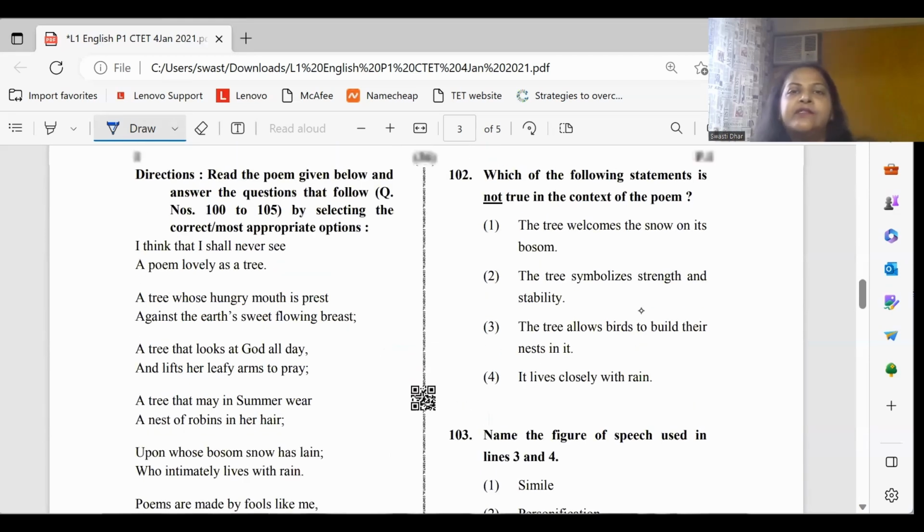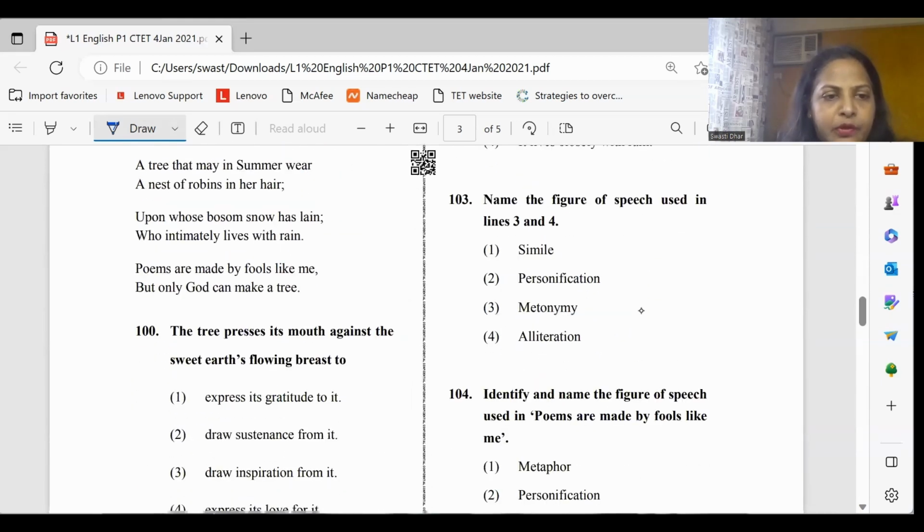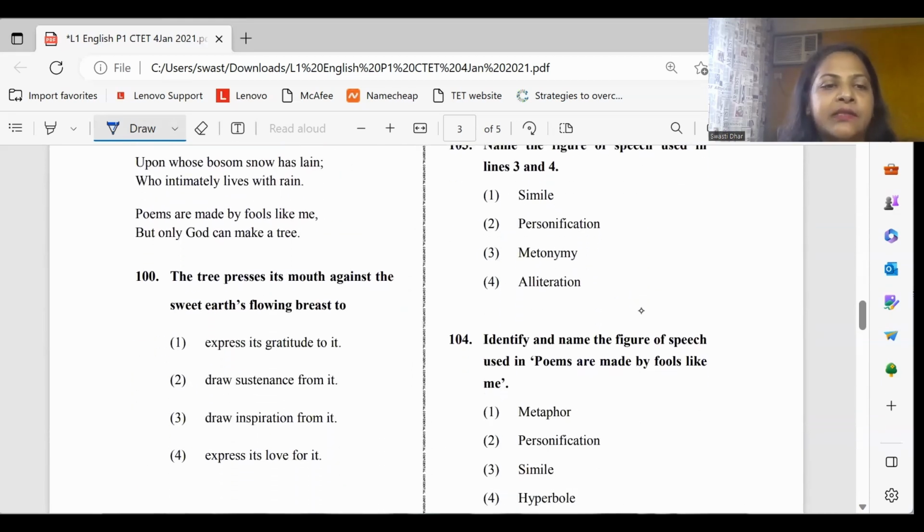We come to the next passage, which is a poem. And it's a poem about a tree. Question number 100 is the tree presses its mouth against sweet earth's flowing breast to what does it want from it? Gratitude, sustenance, inspiration, or love?